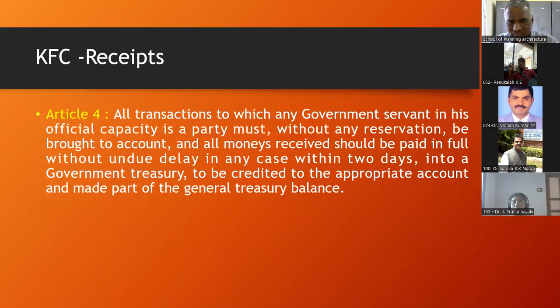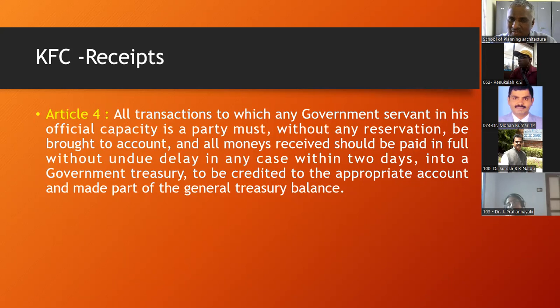And Article 4 relates to receipts. All transactions to which any government servant in an official capacity is party must without reservation be brought into account. Suppose you have old newspapers, you sold them in the college. The income received from selling the old newspapers, or the scrap, a chair that has been broken, not useful for sitting.